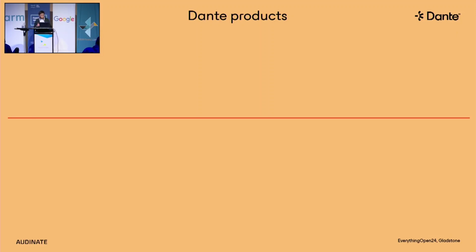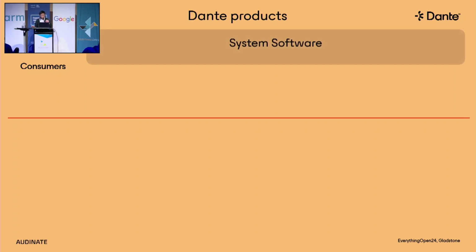So what do we actually sell? What are the Dante products that Audinate produces? There are two categories of Dante products that we sell. The first one would be products for end consumers. These would be people who actually work with the Dante system, configuring and setting up their AV systems using Dante. So the first one would be system software, where you use our software to control the configuration of your audio from A to B, from your mixer to your speakers and so on.